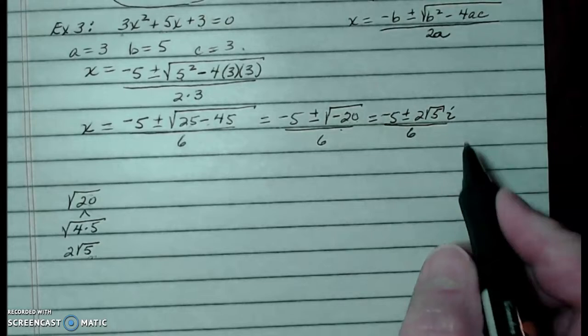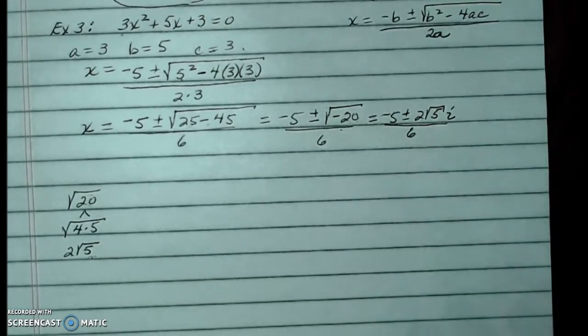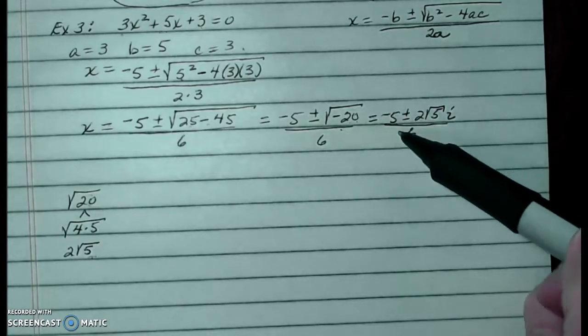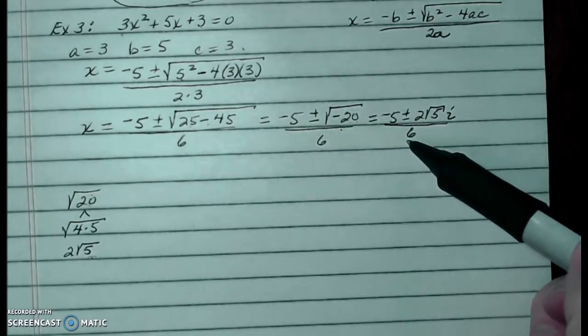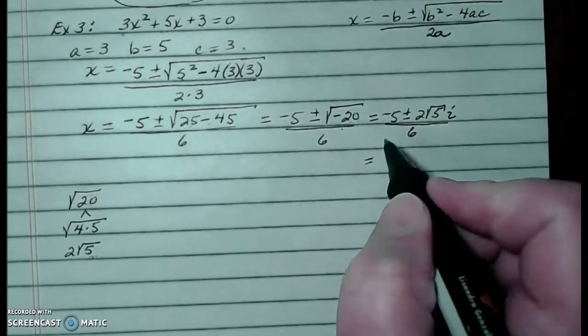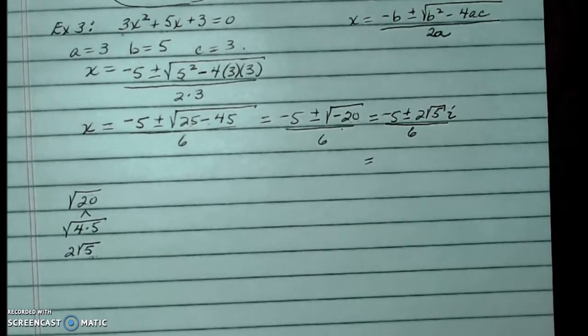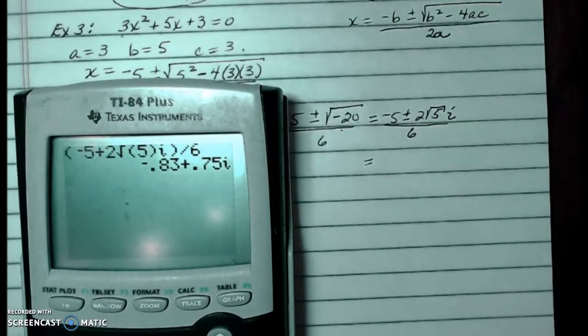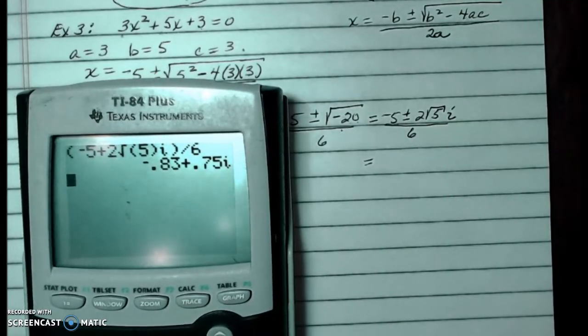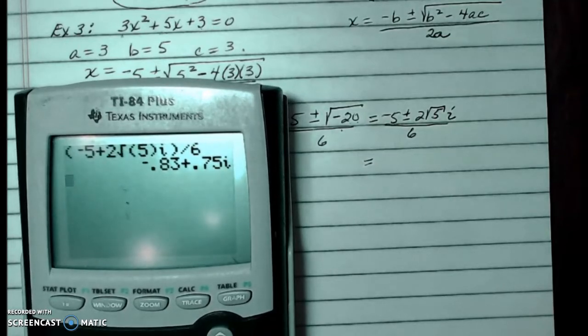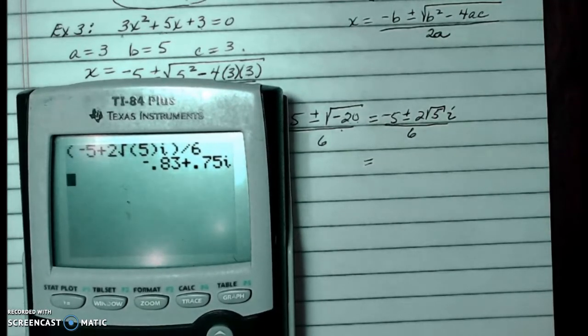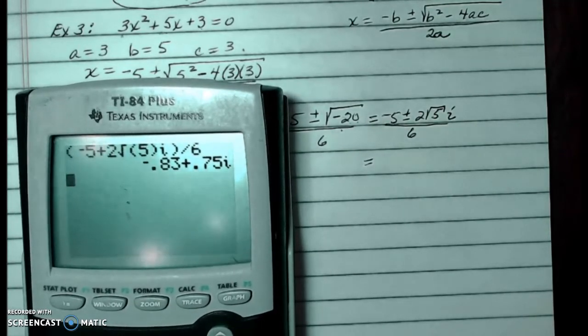all over 6. And again, this is a fine answer if you're allowed to leave it in fraction form. If you're not allowed to leave it in fraction form, you're going to have to round your decimals here. So I'm going to quickly enter this in my calculator. And because I have the decimal formatted to two decimal places, I get negative 0.83 plus 0.75i as my solution.